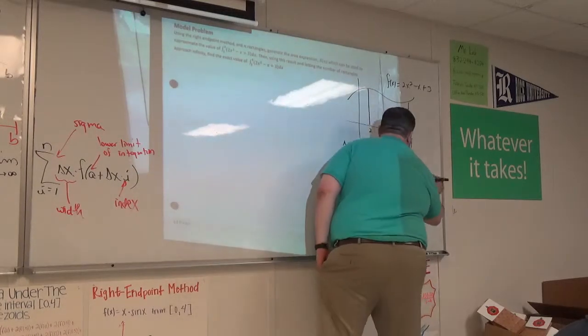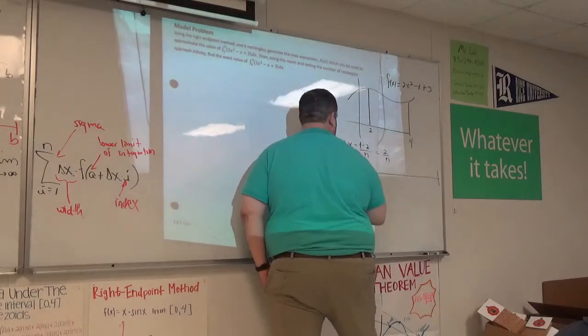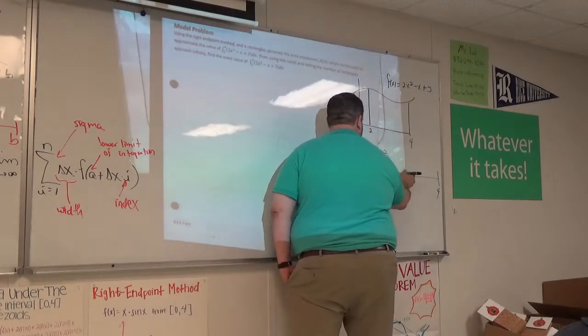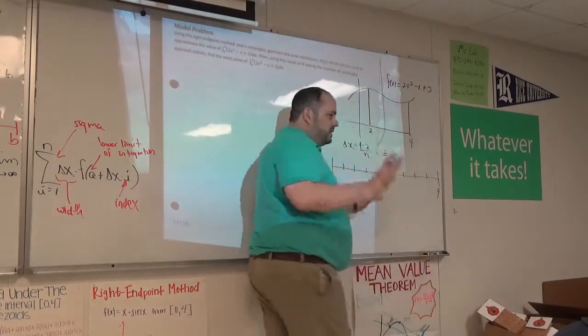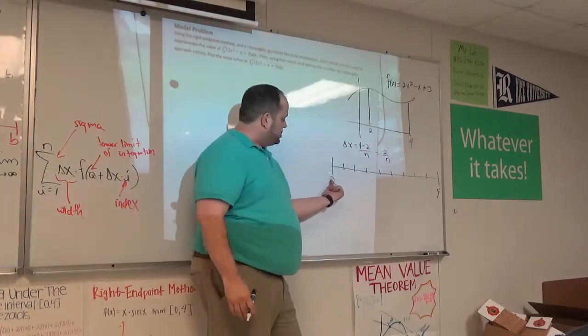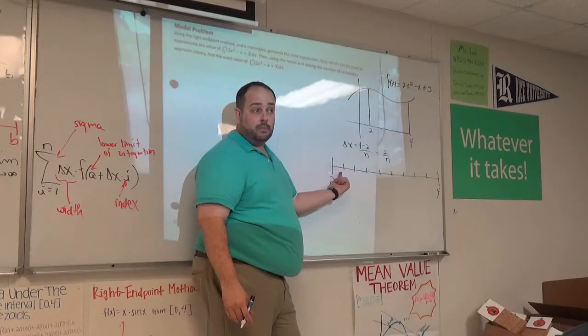I'm seeing a lot of folks doing a little number line, and they're like, all right, I'm going to go from 2 to 4 and I do my little partition. For those of you that need to do this, that's great, that's fine, do it. So this first rectangle starts at 2 and ends at?